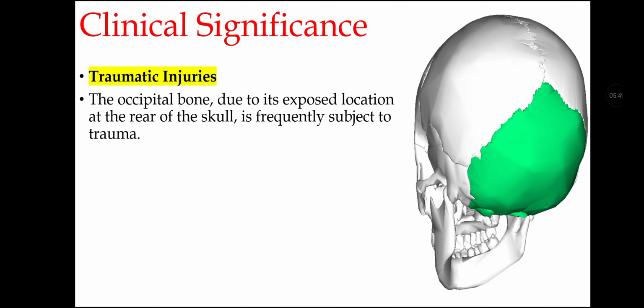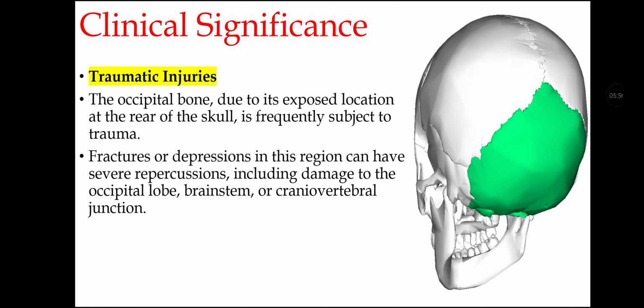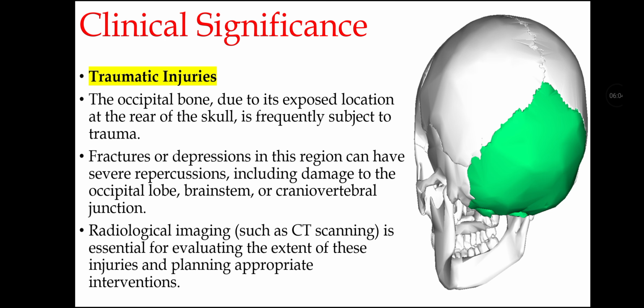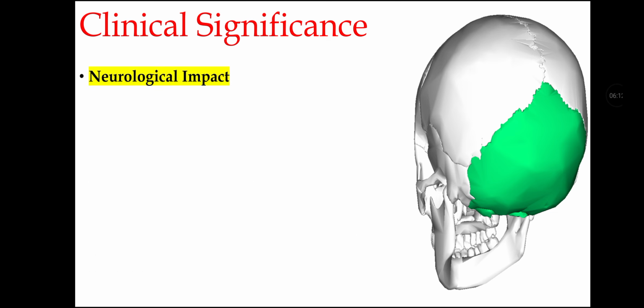Next, clinical significance is traumatic injuries. The occipital bone, due to its exposed location at the rear of the skull, is frequently subject to trauma. Fractures or depression in this region can have severe repercussions, including damage to the occipital lobe, brainstem, or craniovertebral junction. Radiological imaging such as CT scanning is essential for evaluating the extent of these injuries and planning appropriate interventions.